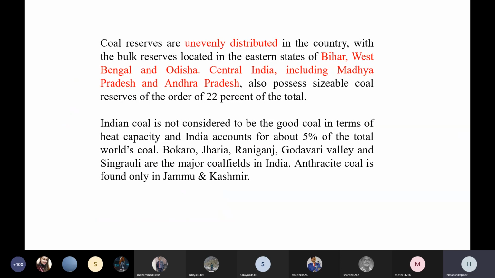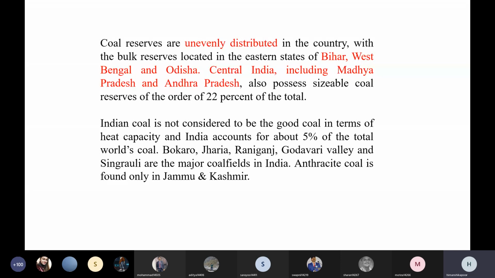Now coming to the coal reserves in our country, obviously these are unevenly distributed. We do not know where the plant cover was more or where the plant cover was less when it got buried. So obviously the resources would be unevenly distributed. But we can find the bulk reserves located in the states of Bihar, West Bengal and Odisha. Central India also has some coal reserves, in Madhya Pradesh and Andhra Pradesh.